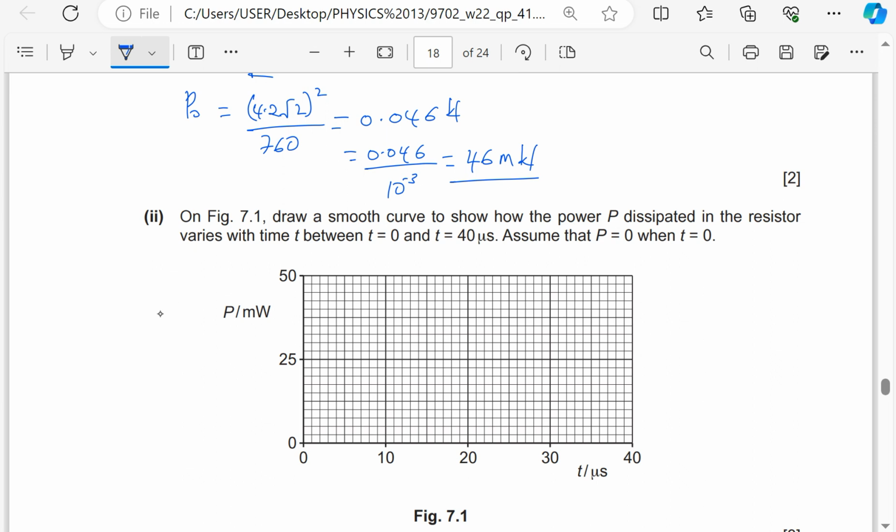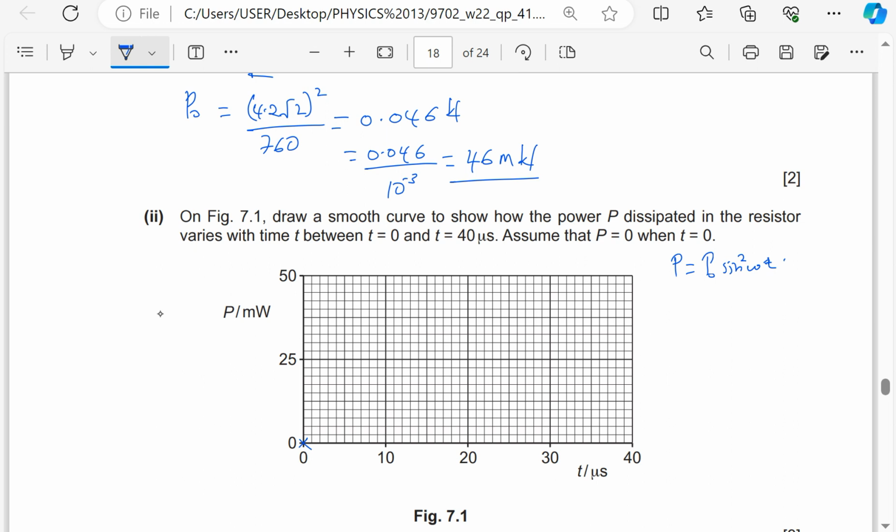On the figure, draw a smooth curve to show how the power P dissipated in the resistor varies with the time t between t equals 0 and t equals 40 microseconds. Assume that P is equal to 0 when t equals 0. So the graph starts from here. And remember the equation of power. Power at any given time is going to be P naught sine squared omega t.